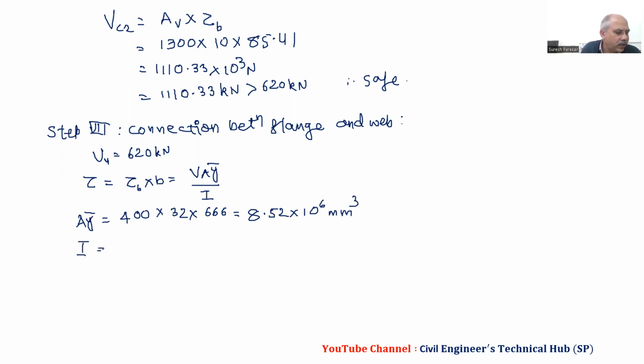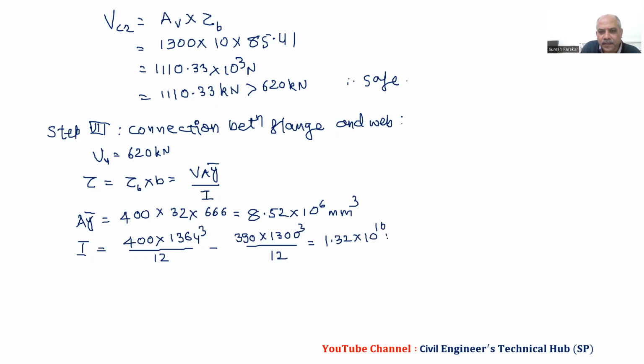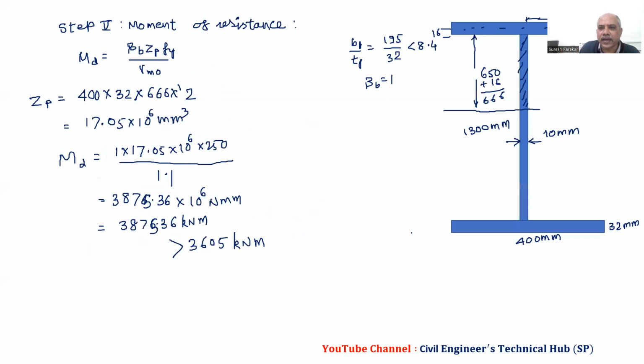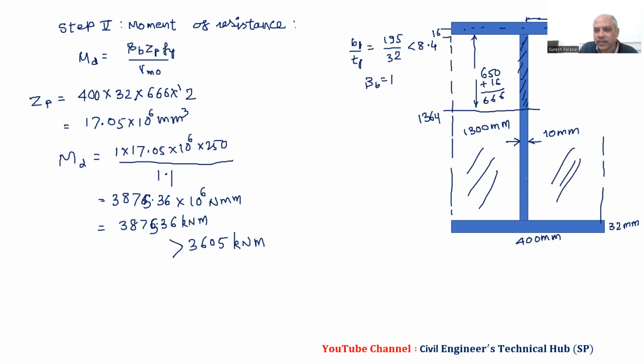Then the value of I we have BD cube by 12. Now, I will write first BD cube by 12, and from this I will subtract BD cube by 12. And from this we will get the value 1.32 into 10 raised to 10 millimeter to the power 4. Now how do we get this value? We have considered first the whole rectangle, which is 1300 plus 32 plus 34, so 1364. So 400 into 1364 cube by 12, and we have subtracted this part. So we subtract 10, so it becomes 390, and we have this as 1300.